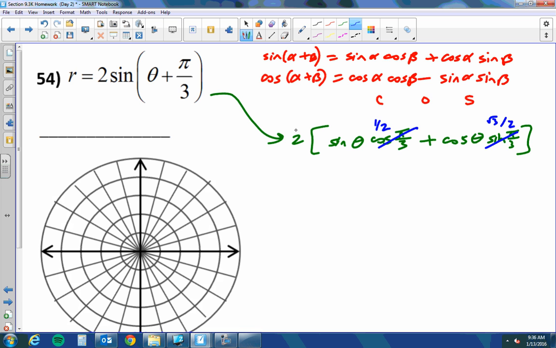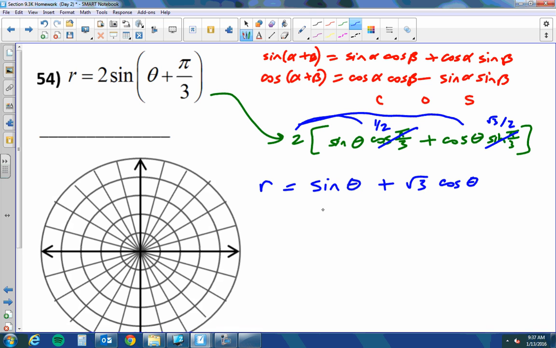And actually, when I then distribute, I'm doing 2 times this whole term, but the half cancels, and then 2 times this whole term, and it loses the denominator too. So my equation becomes just plain sine of theta here. By the way, it was r equals all this. So r equals sine of theta plus square root of 3 times cosine of theta. Not wonderful, but not too bad.